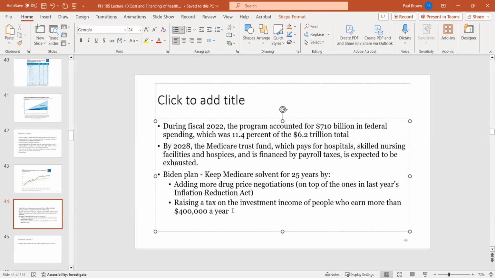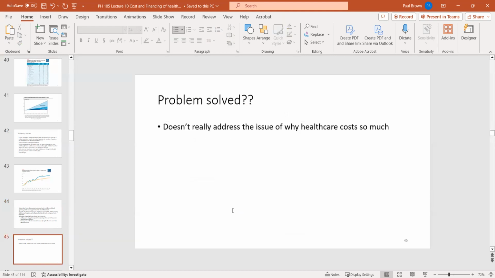One way to do it is to say healthcare costs are going up. They're going to keep going up. We need to get more money. So therefore, let's go ahead and do a tax. And we're not going to do a general tax on everyone. We're just going to do a tax on people who earn over $400,000 a year. So problem solved? Well, it doesn't really tell why healthcare costs are going up so much, right? Because that's really the fundamental problem.